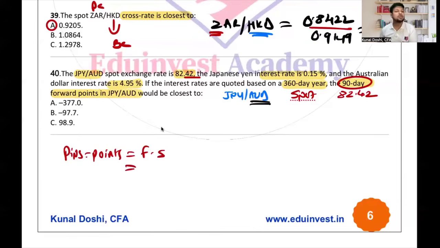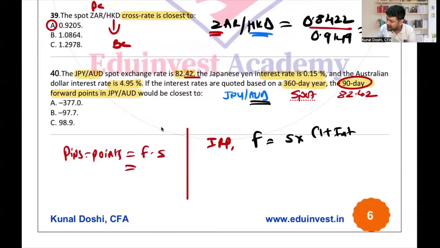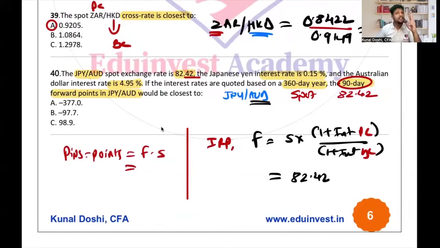So this question that I've chosen is because for finding the forward, you need to use the interest rate parity. What is interest rate parity? If you are aware of the interest rate parity, everyone in the class, interest rate parity is where you are going to find the forward based on spot times 1 plus interest rate ratio of the price currency to the base currency. Right? That is your interest rate parity. Now for finding the forward, you have the spot rate, that is 82.42. They've given it in 2 decimals. So you'll also have to find it in 2 decimals.